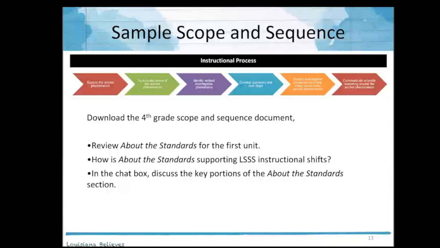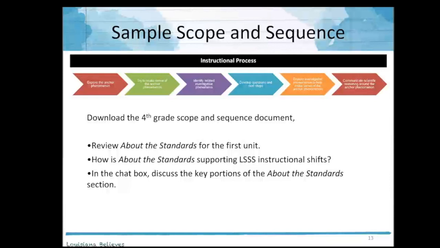The second portion that I will point out are the science and engineering practices. All of the practices that are addressed within the first unit of study are highlighted here. But again, when you look at the standard document pages, you will notice that all 8 of the science and engineering practices are listed on the standard document pages.